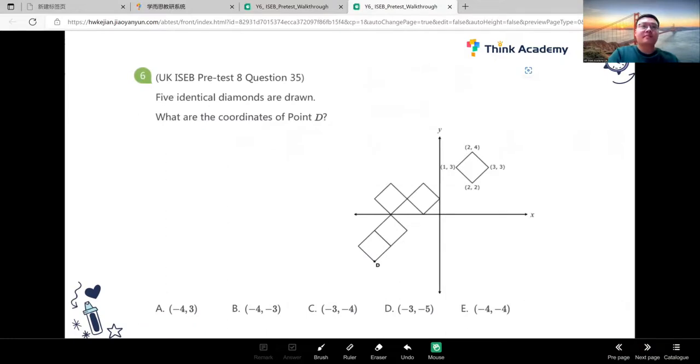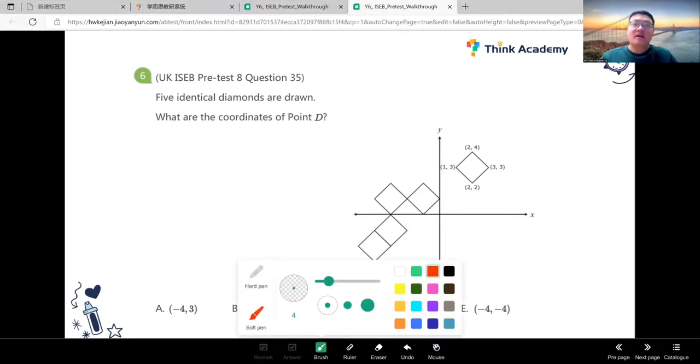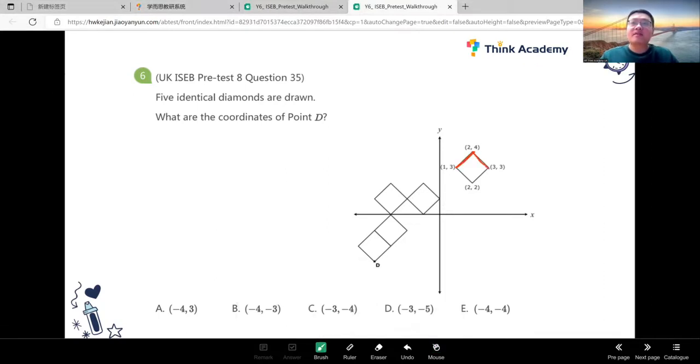Question number 6. You've got 5 identical diamonds here. What are the coordinates of point D? Let's see. This diamond at this piece, see, you got 4 coordinates of this shape. So you know the measure of this thing. Let's see. In this vertical direction, you have to use 4 take away 2. That means the length of the vertical direction is going to be 2.